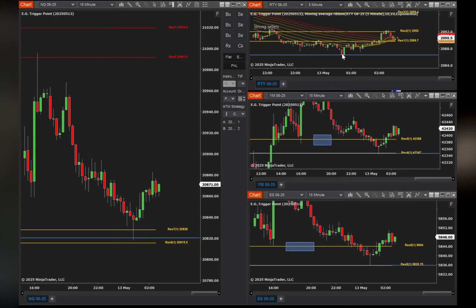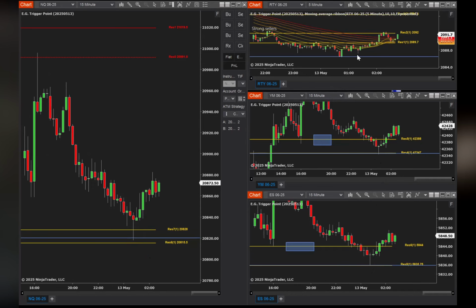Okay, so RAM took long here of ES. It was the low of the day, guys. This was the low of the day. Then they went to the moon.